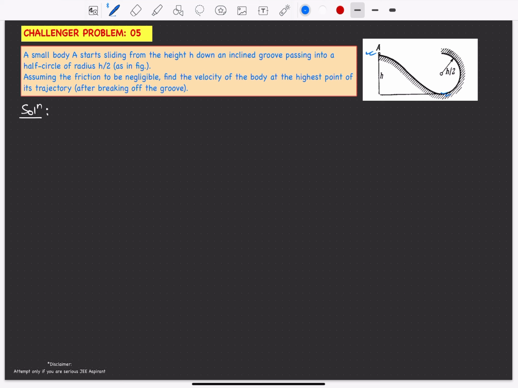It reaches here, right? This height is h. Velocity at this point will be how much? Square root of 2gh. This will be the velocity. If we assume h by 2 equals r, where h by 2 is the radius and we call the radius r, then h can be written as 2r. Therefore, the velocity at the lowest position comes out to be how much?